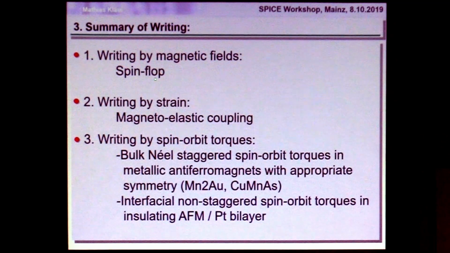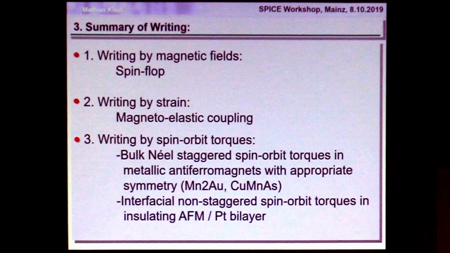Okay, so let's summarize the writing. We can write by magnetic fields, which even though it's a hassle, is still extremely valuable to do in the lab in order to reorient the Néel order where not much else can happen. You can apply strain. It's really interesting in magnetoelastic coupling. I think it's underused. It's also not super easy.